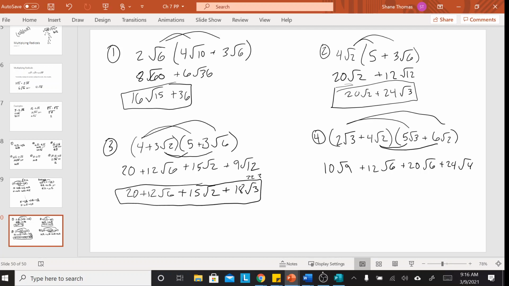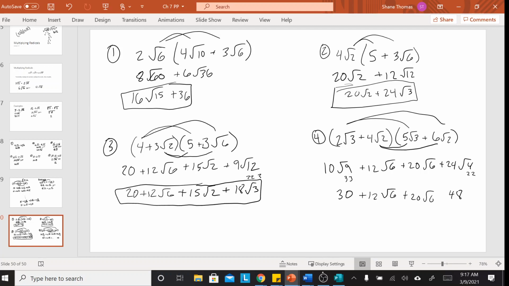6s we can't do anything to. They're just a 2 and a 3. But a 9 is a 3 and a 3, right? So 10 times 3 is what? 30. Then over here, 24 root 4. This is going to be a 2 and a 2. 2 times 24 is 48. So that gets me to this point here.